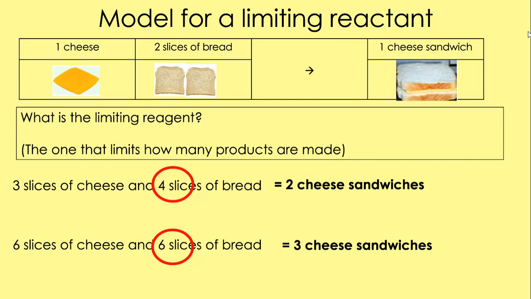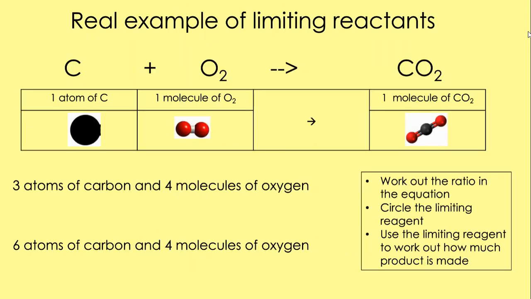We're going to look at some chemistry examples now. So this is a real chemistry example of limiting reagents. If I look at my chemical equation here, I've got carbon plus oxygen to give carbon dioxide. And I've chosen this because it's a 1-to-1 ratio, so it's the simplest example that you're going to get.